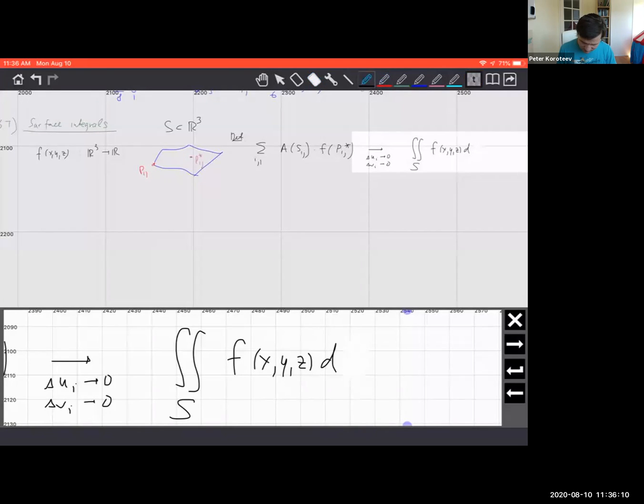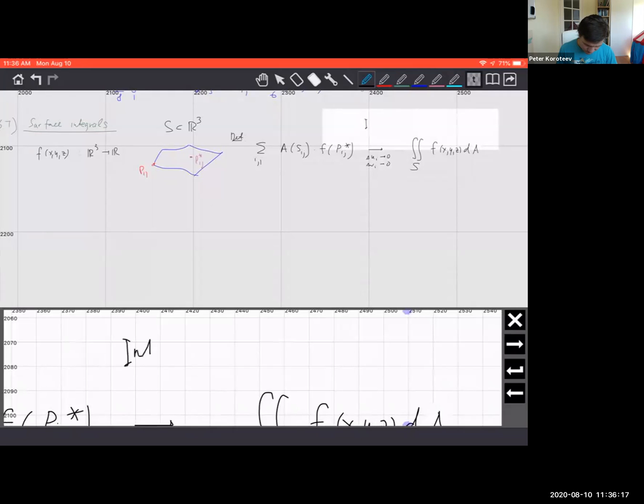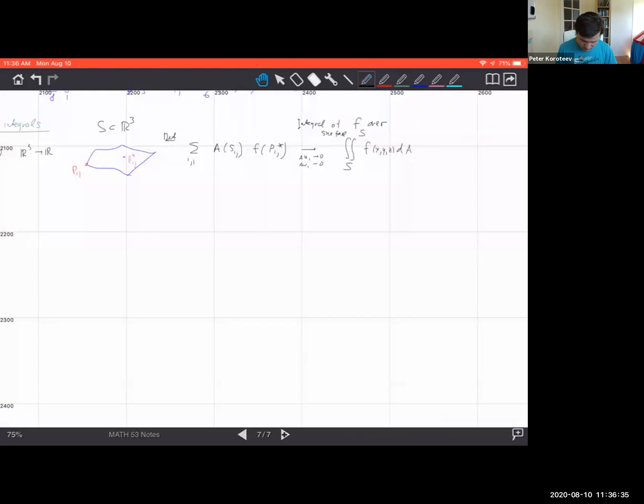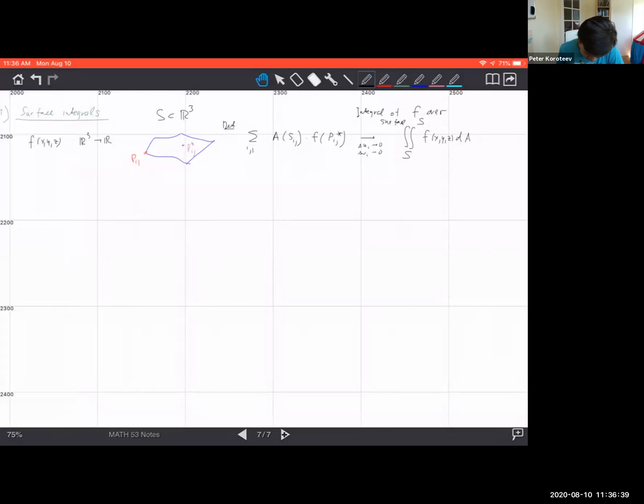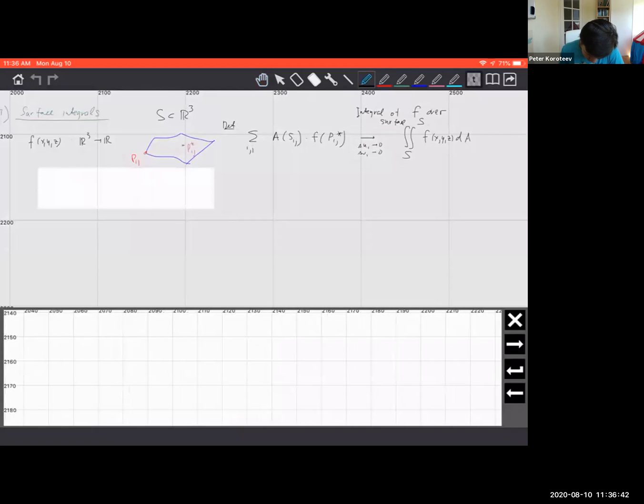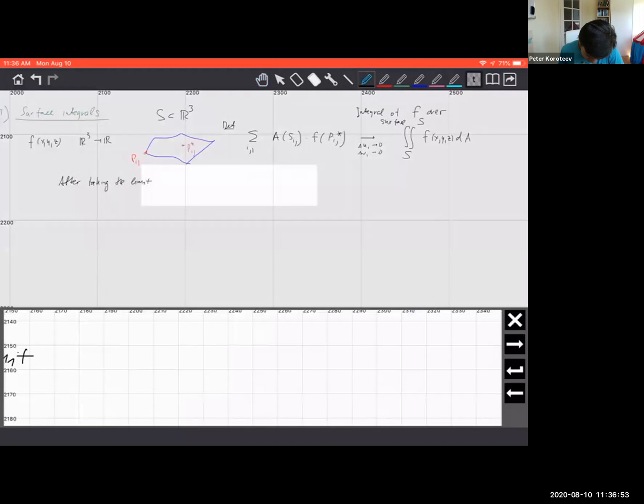Otherwise it's too confusing. So this is the integral of f over surface S. Right, and it's easy to write the formula. So after taking the limit, we get that this integral becomes a double integral of f of r.